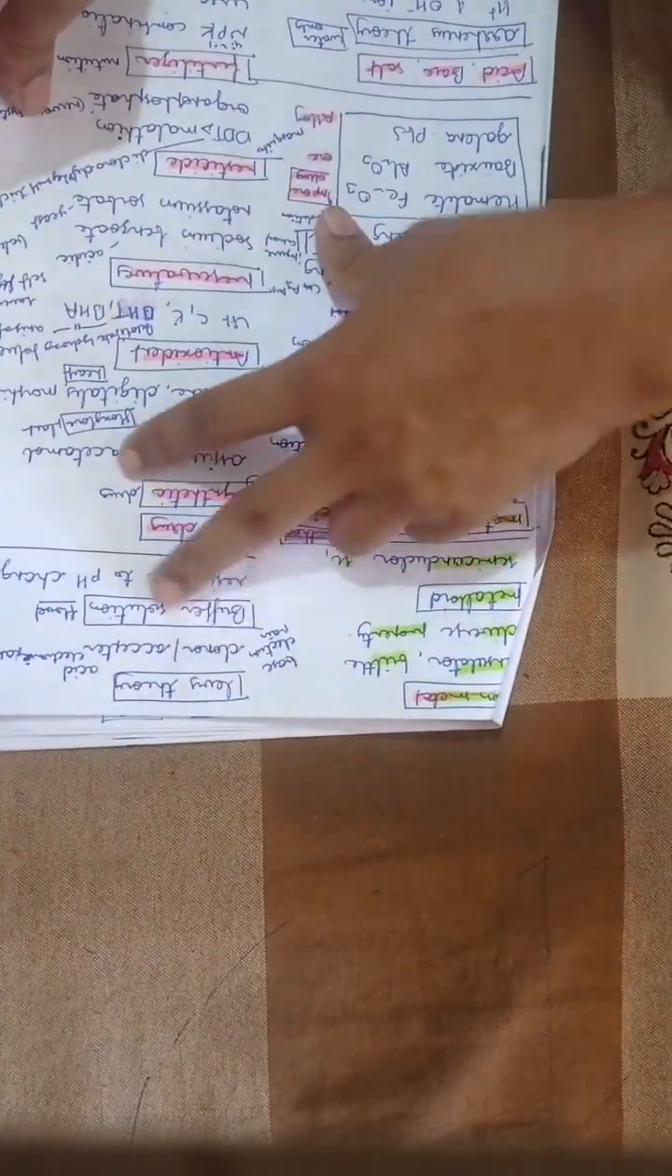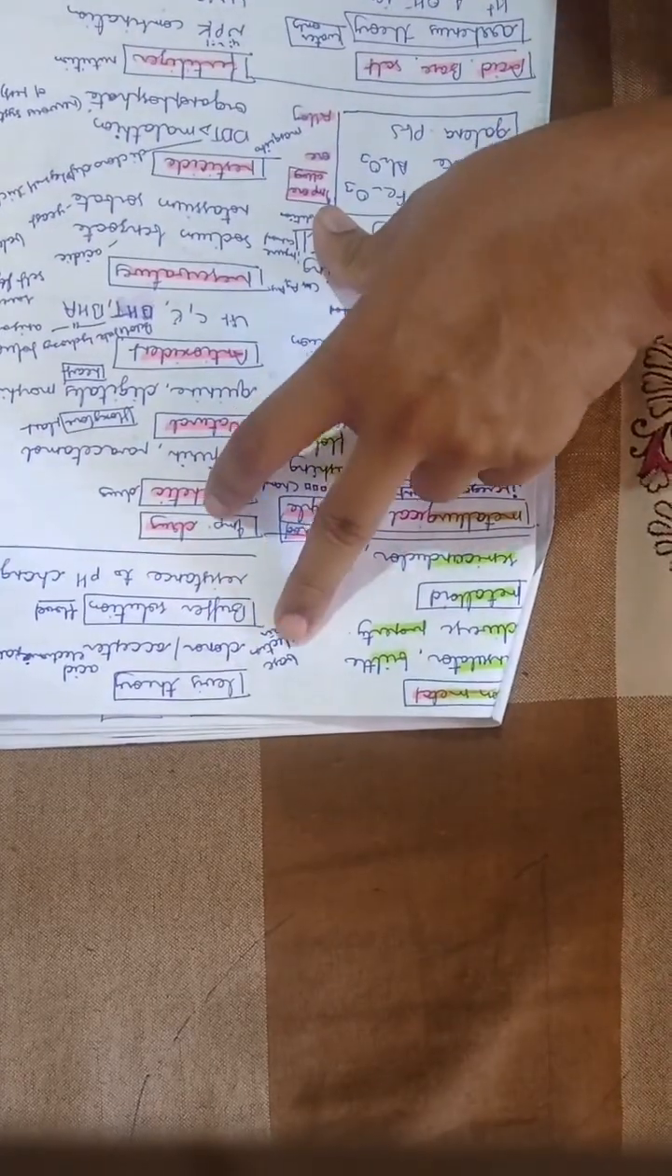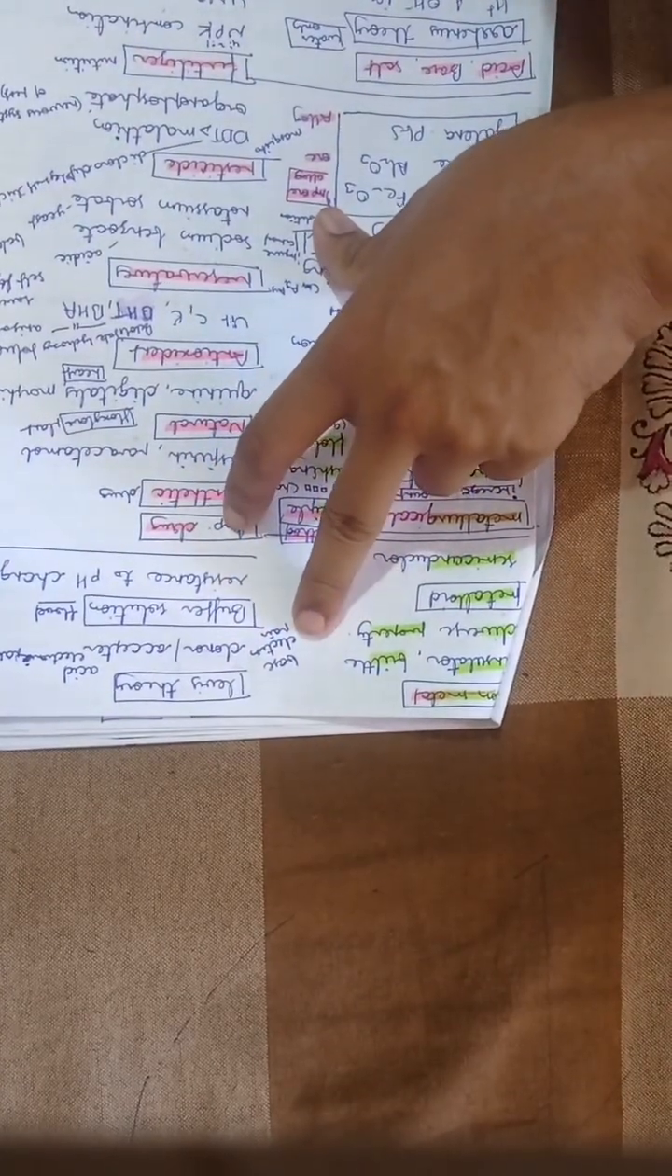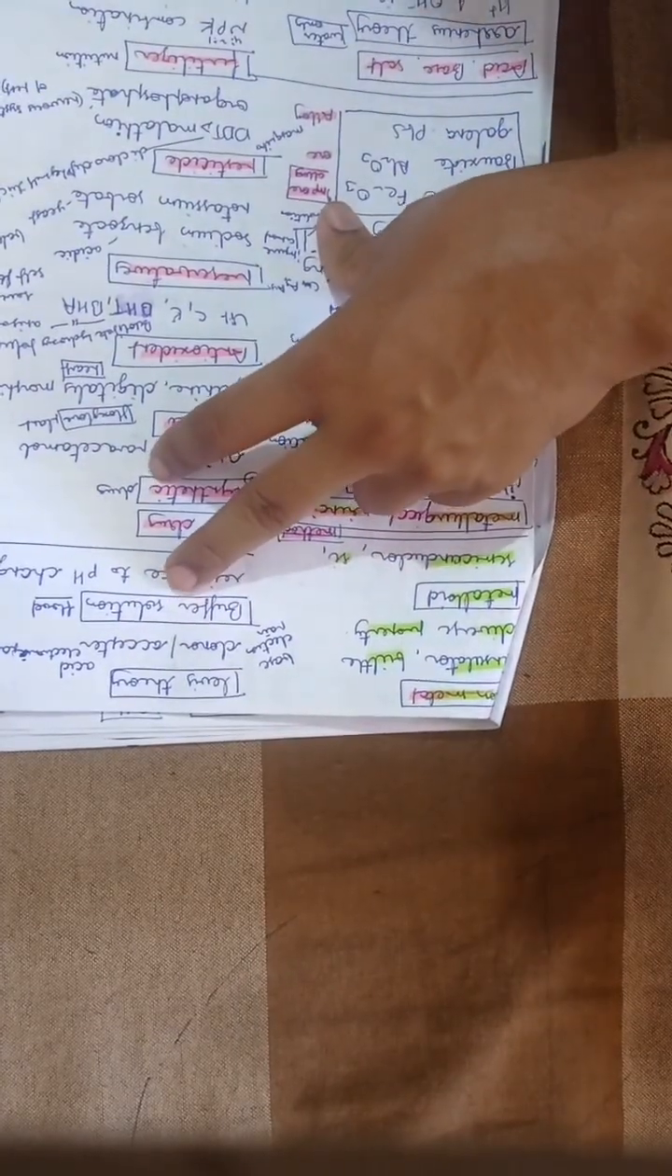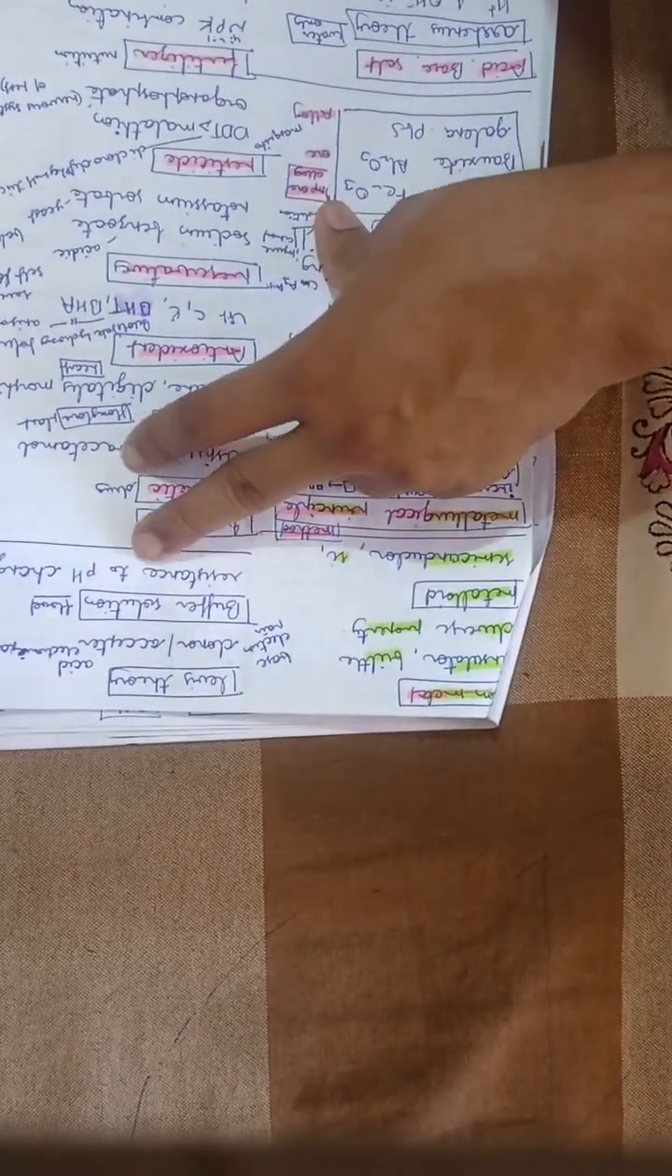Acids: Arrhenius theory, H plus and OH minus ions. Bronsted-Lowry theory, proton donor theory. And Lewis theory, donor acceptor. So a base is an electron pair donor, and an acid is an electron pair acceptor. Buffer solution, for example blood, resists pH change.